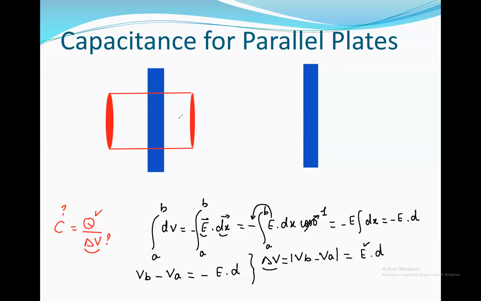I calculated the field before for a plate. I can repeat the calculation. First of all, here you have the lateral side. Let's say here we have side 1, here we have side 2, and here we have side 3. This side is the lateral side. We have E only in this direction.